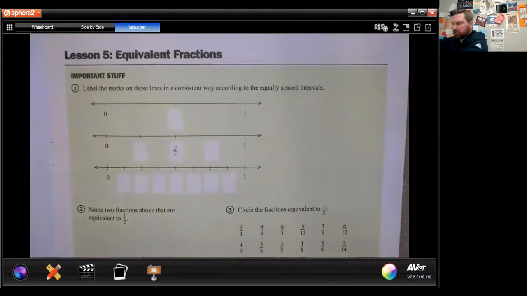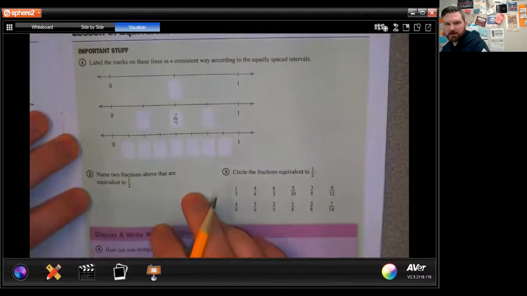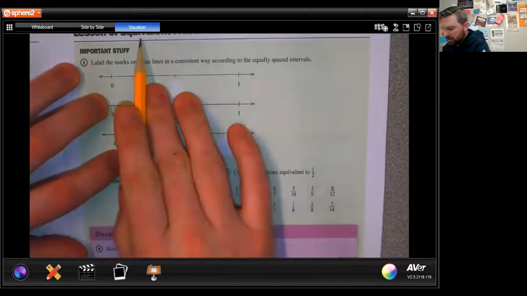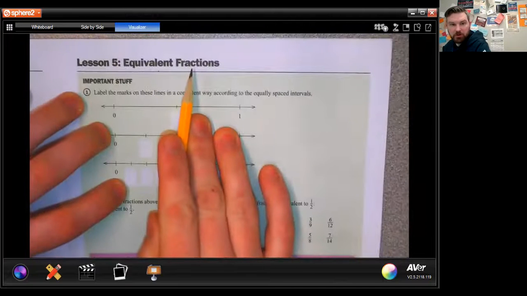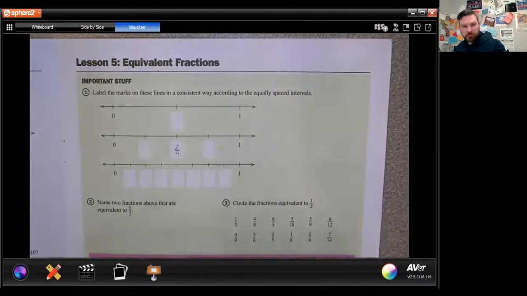Okay, so the important stuff here. We're still talking about fractions and how to write those fractions. Today we're going to talk about equivalent fractions. So fractions that are represented by different numbers, but they are the exact same in the end. So label the marks on these lines in a consistent way according to the equally spaced intervals.